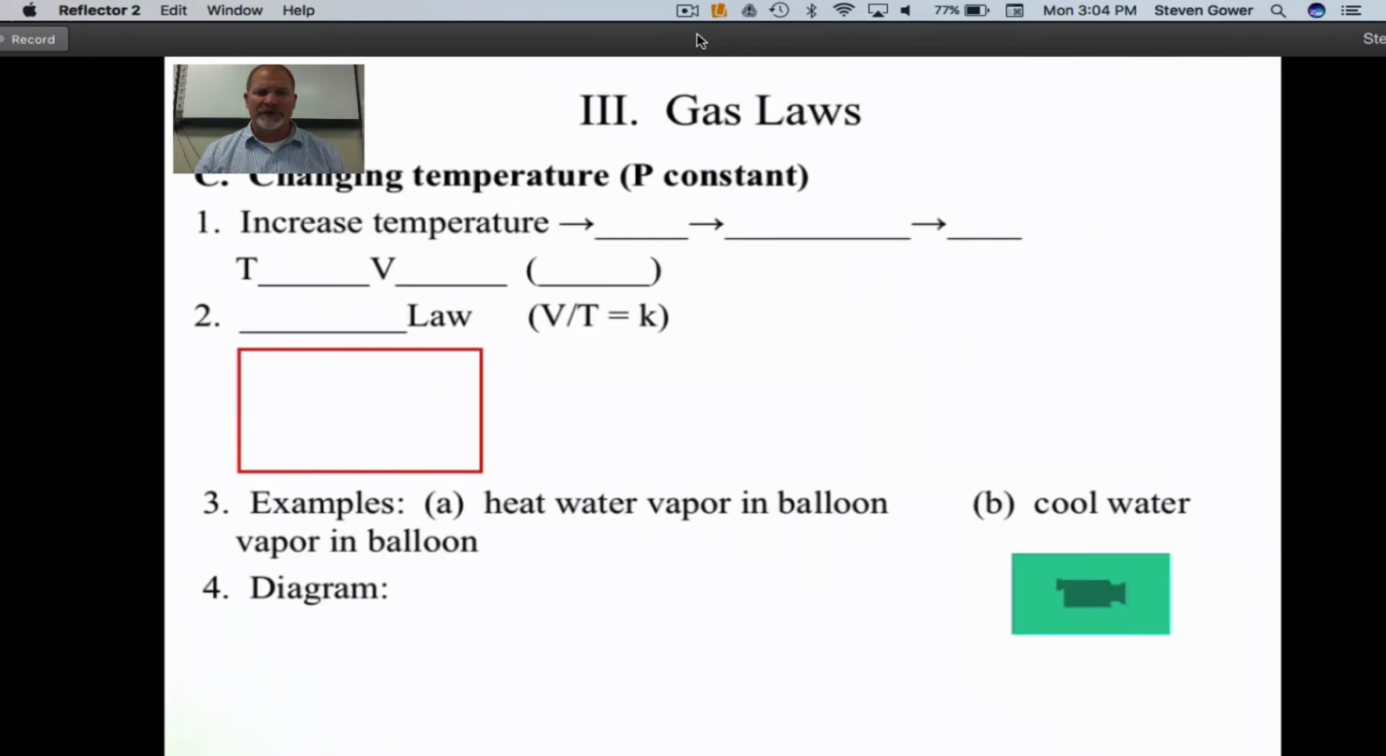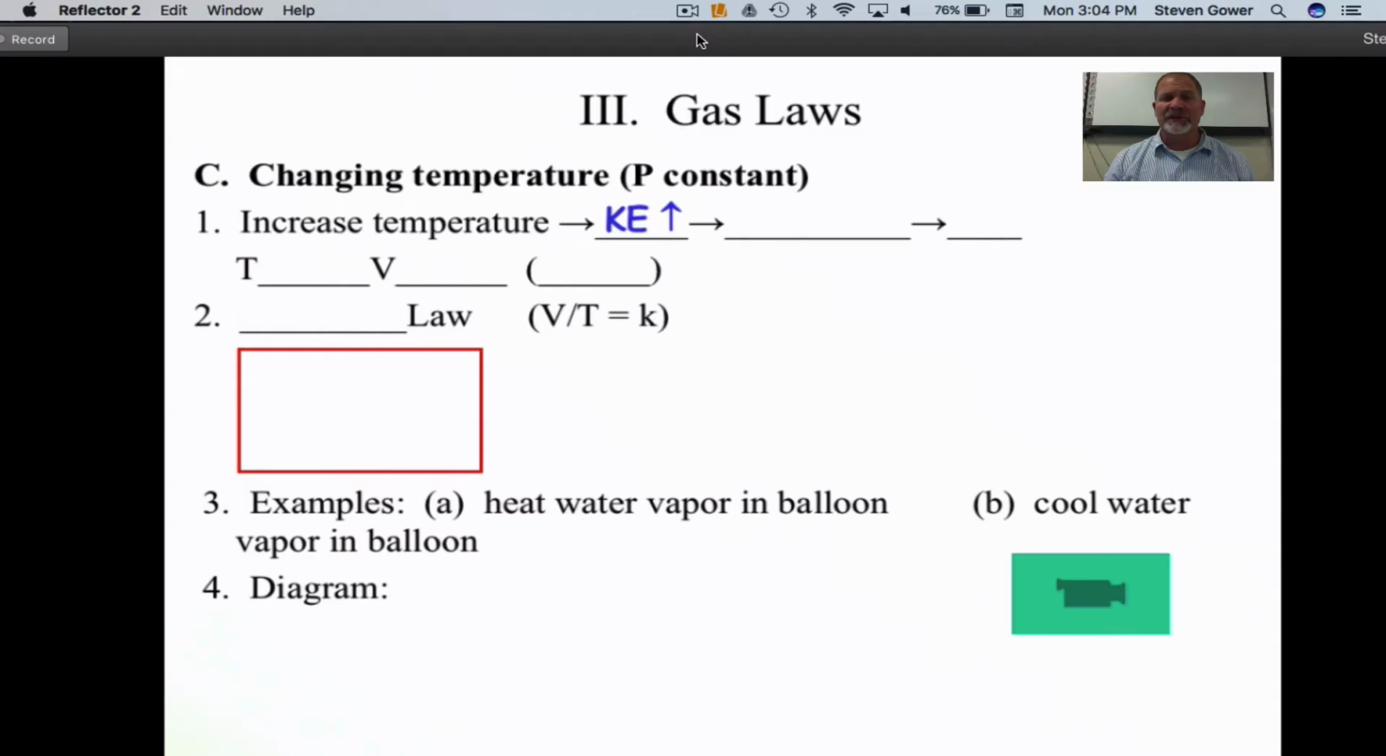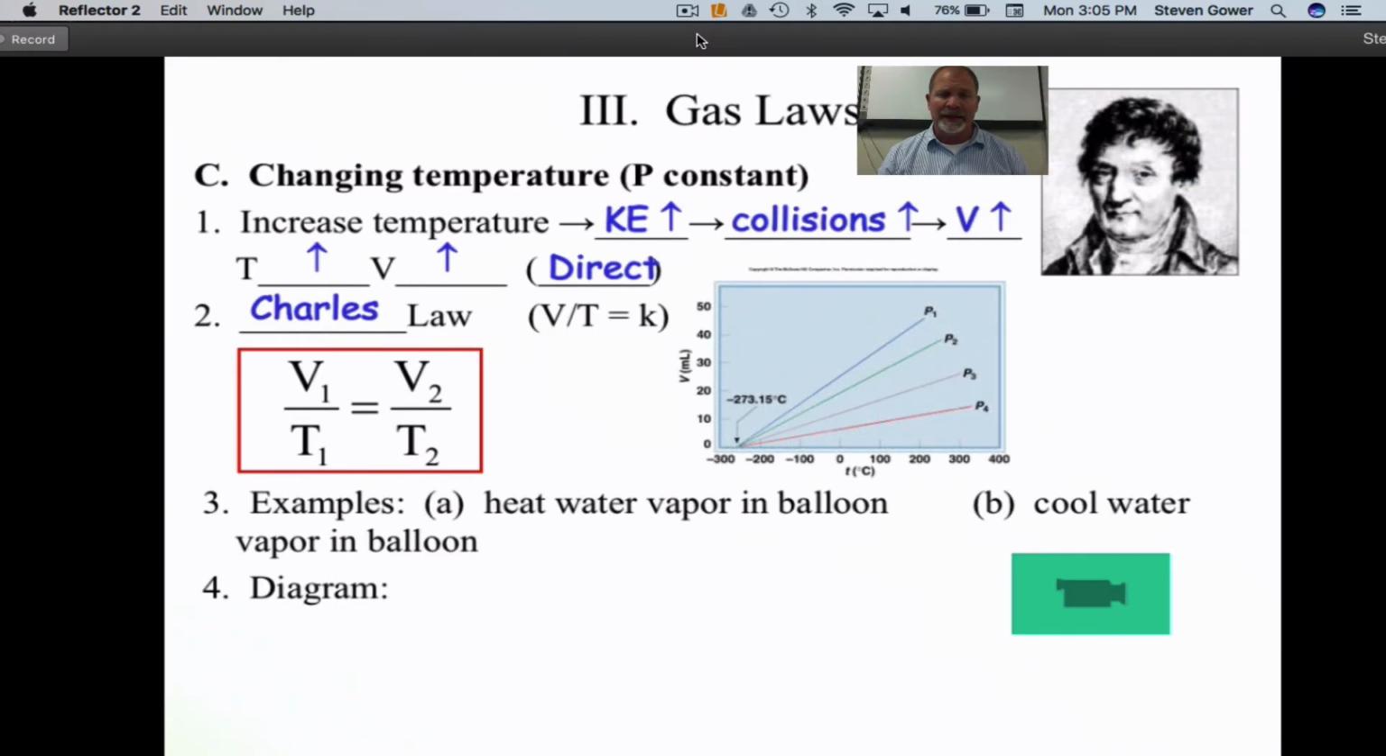Our third law: now we're going to keep pressure constant and focus on temperature and volume. Our argument goes this way: we increase temperature, we increase kinetic energy, increase collisions, but we're going to increase volume this time. So temperature and volume also have a direct relationship, and this is Charles' law. So V over T equals K. The direct relationship also plots out a straight line. So V1 over T1 equals V2 over T2.